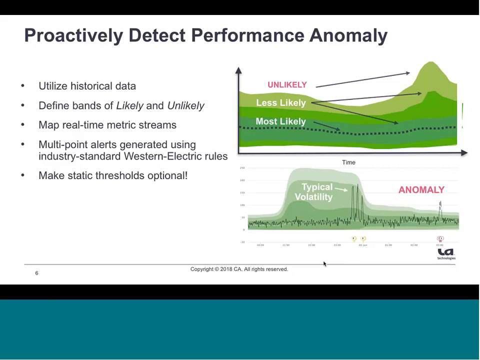Now, we put this in place with a variety of different algorithms and rules, such as Western Electric under the covers, where we're trying to find where there's expected weirdness versus unexpected weirdness.